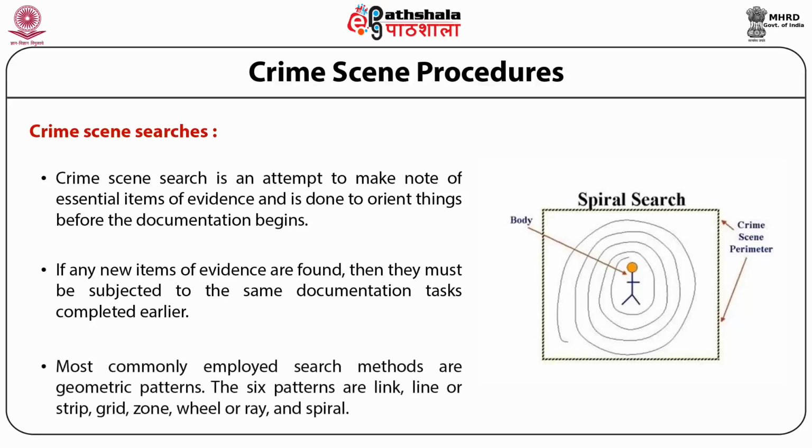Most commonly employed search methods are geometric patterns. The six patterns are link, line, grid, zone, wheel or ray, and spiral. Each of them is better suited for outside or indoor premises. Before any intensive crime scene search is done, care must be taken to instruct the members of the search party.